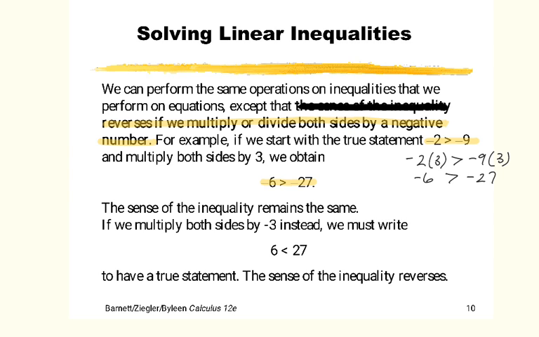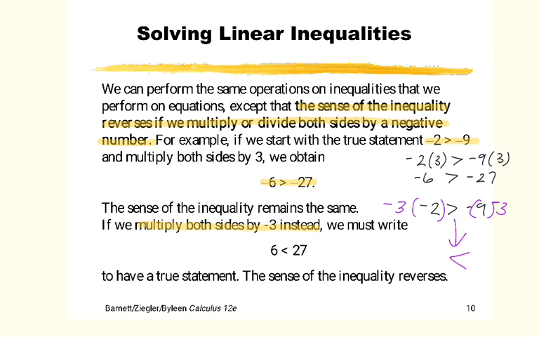But if we multiply both sides by a -3, we must write 6 is less than 27. Okay, so let's look at that. Here, if I have -2 is greater than -9, and I multiply by a -3 on both sides of the inequality, I need to flip the direction of the inequality symbol.